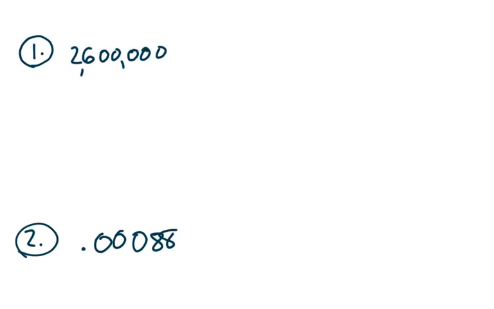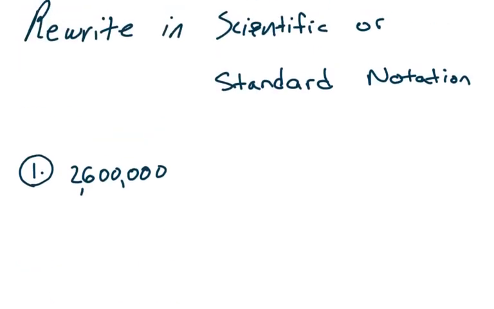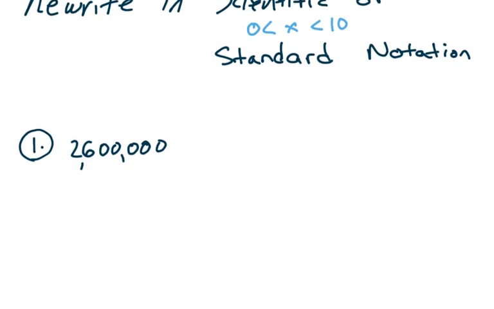Okay. So the next bit is that we're going to write these next couple problems in scientific or standard notation. So the way scientific notation works is the leading number has to be, well, let me put it this way, it has to be greater than 0 and less than 10, okay? So basically it has to have a digit and some decimals.